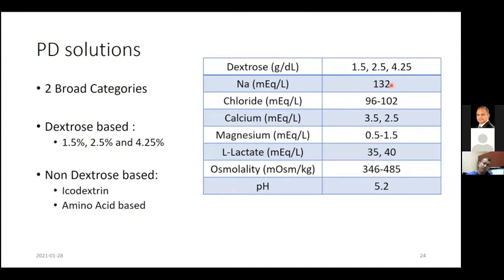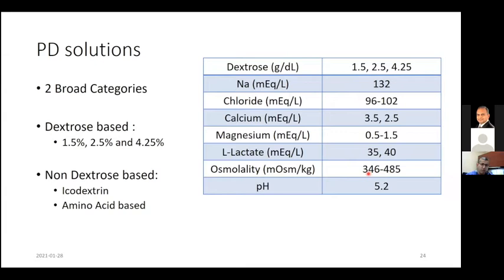Okay. Then you also have calcium in it, magnesium in it, lactate. Now, lactate is the source of bicarb in a patient on peritoneal dialysis. This is very important here. The lactate is the source of bicarb here, okay? Because lactate gets converted to bicarb in the liver. As you can see, the osmolarity here is 346 to 485, depending on what solution you're using.